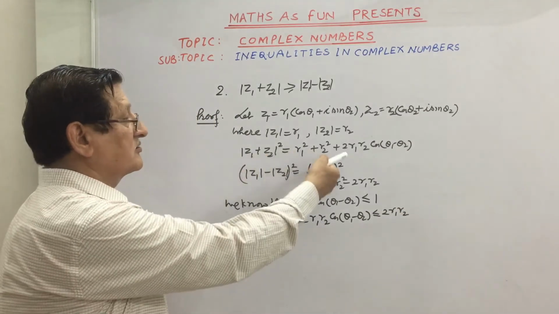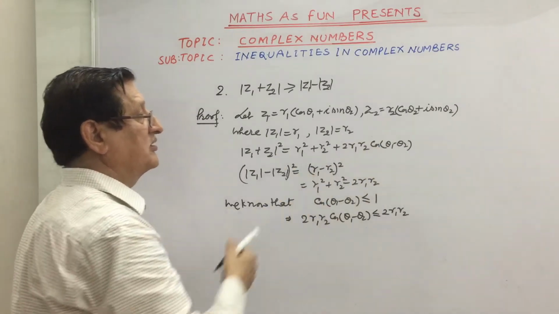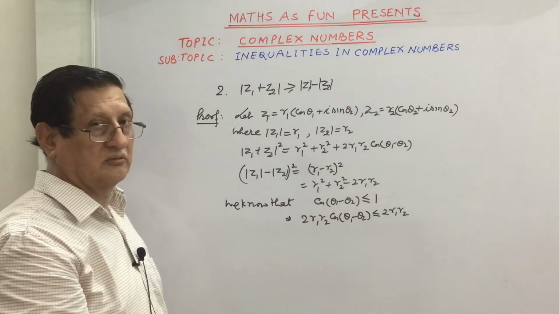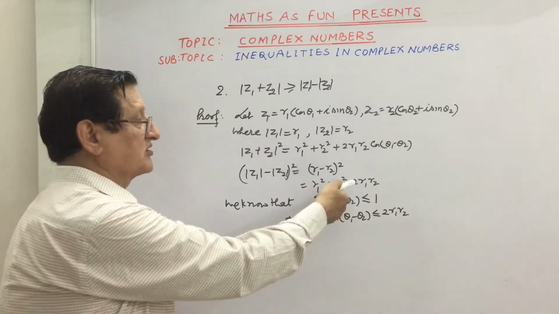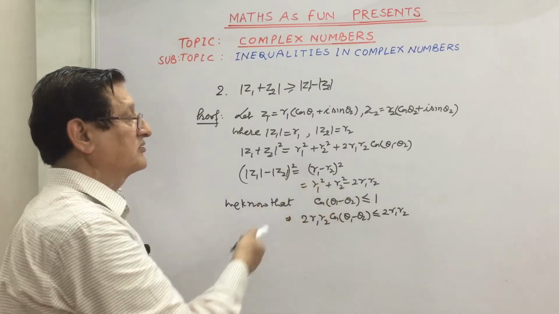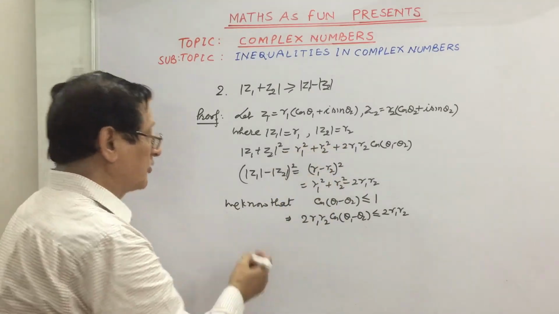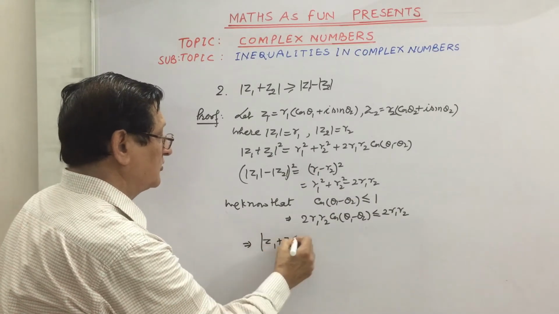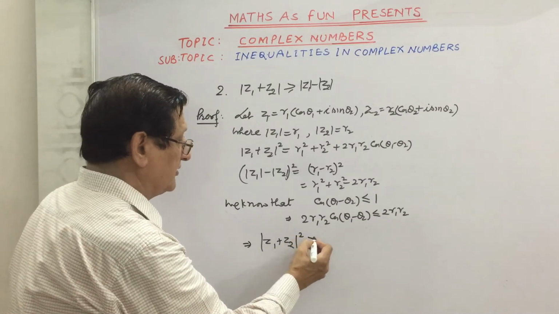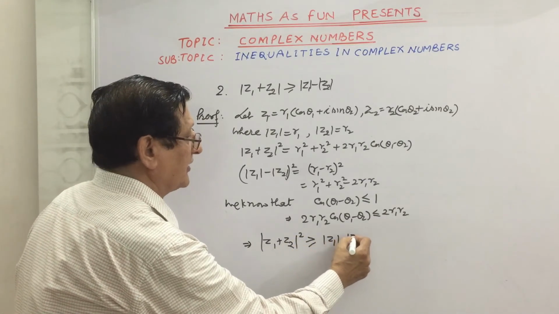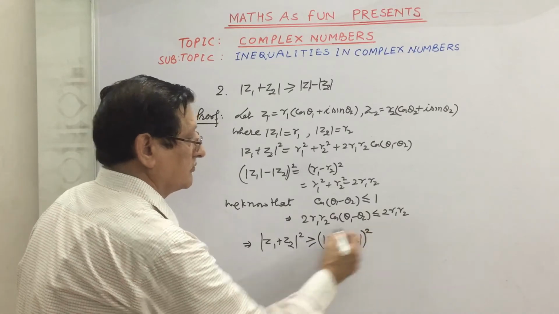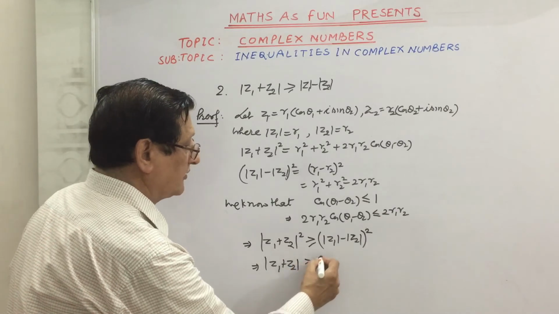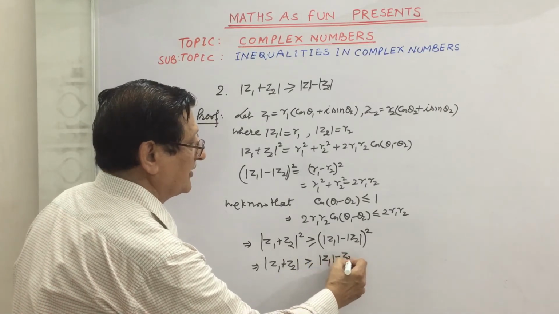So we are getting this here 2r1r2 cos(theta1 minus theta2), but here we are subtracting 2r1r2, which is the greater part. It means we are subtracting the greater part from r1 square plus r2 square, adding the smaller part. So can we say from these two relations that modulus of z1 plus z2 square is greater than or equal to modulus of z1 minus modulus of z2 square, and hence modulus of z1 plus z2 is greater than or equal to modulus of z1 minus modulus of z2.